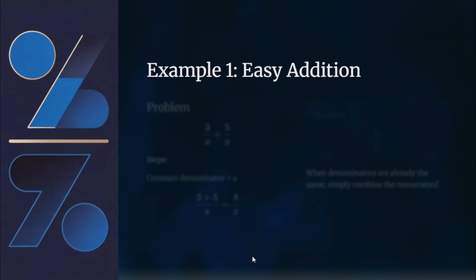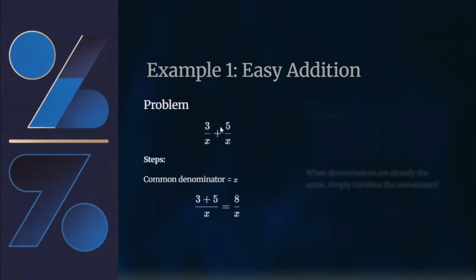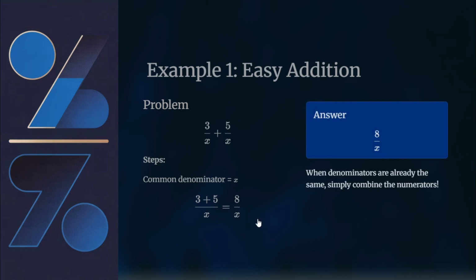So here's our first example. We want to add 3 over x plus 5 over x. In this case, we have a common denominator, which is x. So we can simply add the numerators. So 3 plus 5 over x is simply 8 over x. So our answer is 8 over x. When the denominators are already the same, simply combine the numerators.